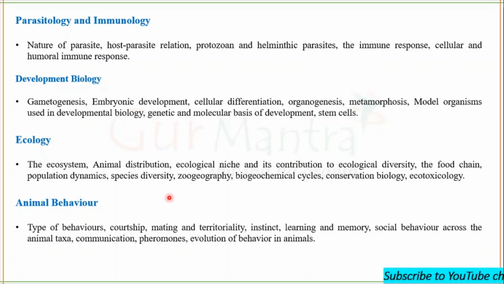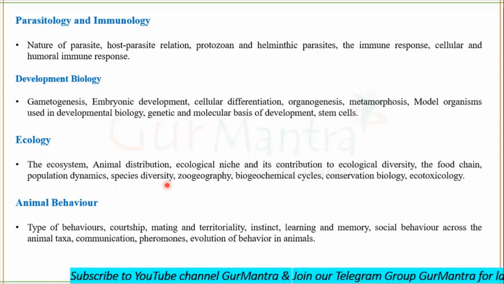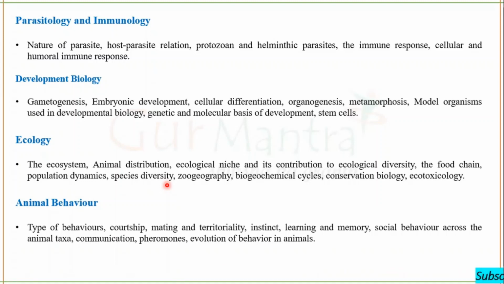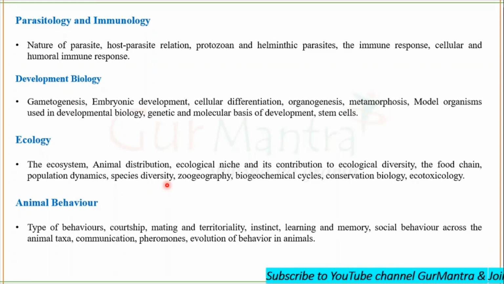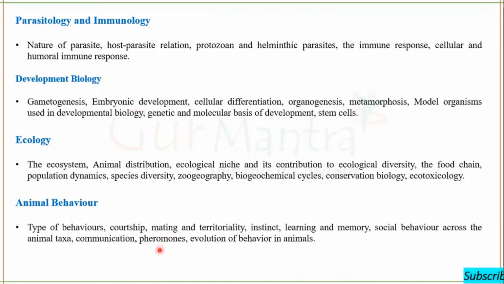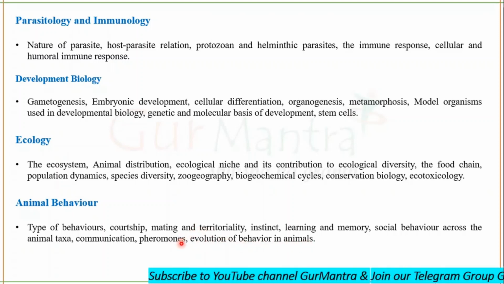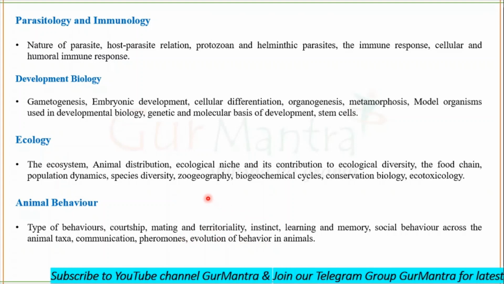And the last one is animal behavior, in which we will see the types of behavior. What does the animal do when they have to mate? They have to mark their territory. How do they learn things? What is their social behavior? How do they communicate with each other? We will study pheromones and how animal behavior has evolved over time. Okay, so that's all we will be discussing.